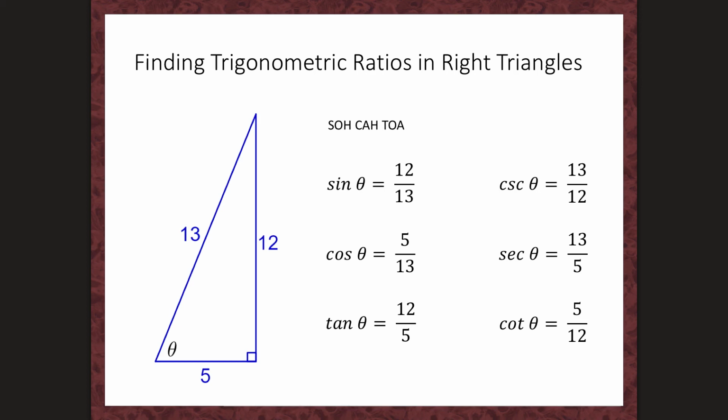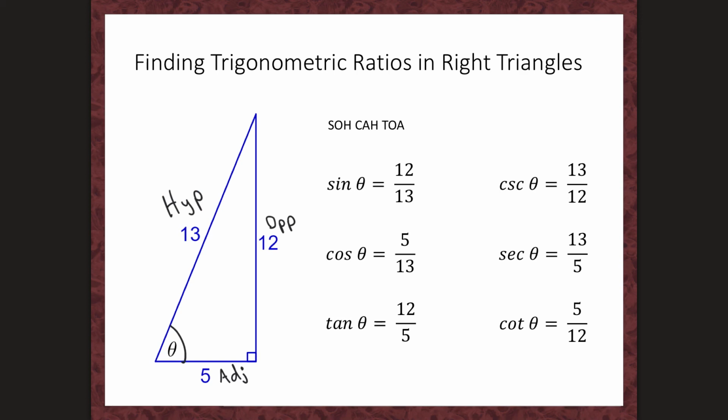In this diagram, we have an acute angle theta found in a right triangle with side lengths 5, 12, and 13. Because of the location of angle theta, the side measuring 12 units is opposite the angle, while the side measuring 5 units is adjacent to the angle. The hypotenuse measures 13 units.